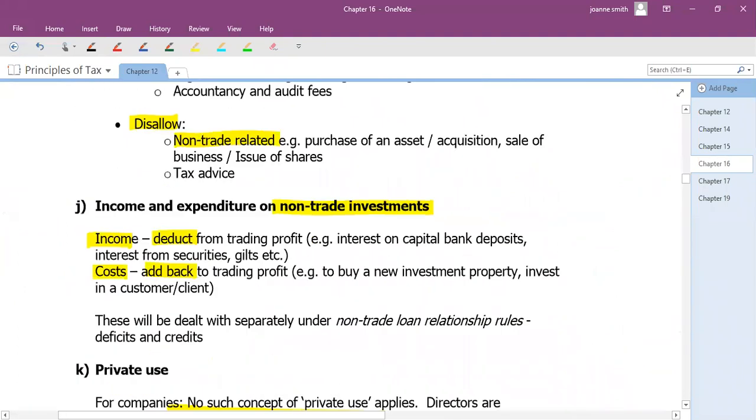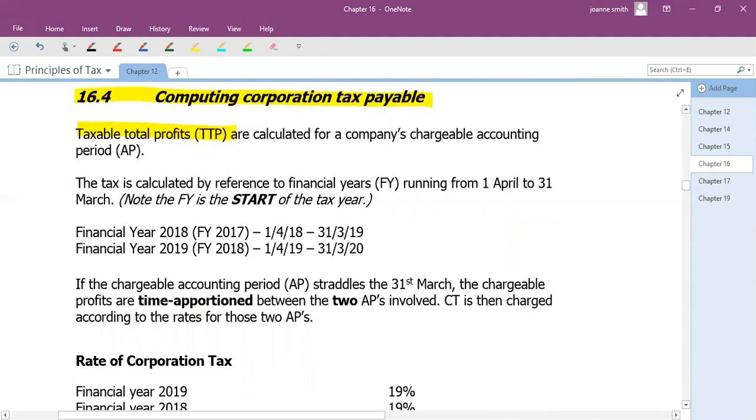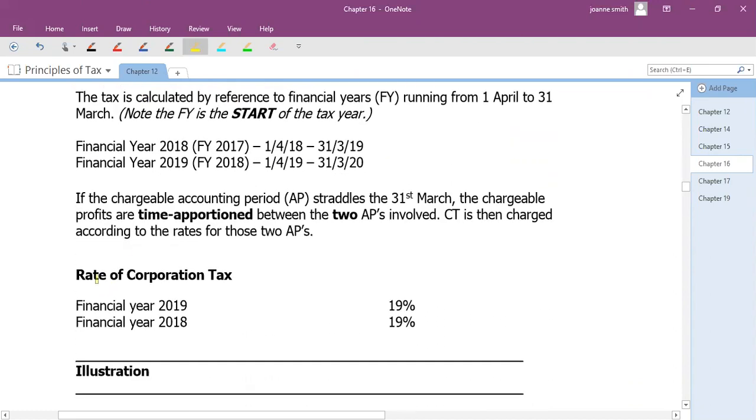Now, the good news is it's a lot easier with a company than it is with an individual. And that's because we just have one rate of corporation tax. And the other good news is that the rate of corporation tax has been the same for a number of years now. It's sat at 19%.